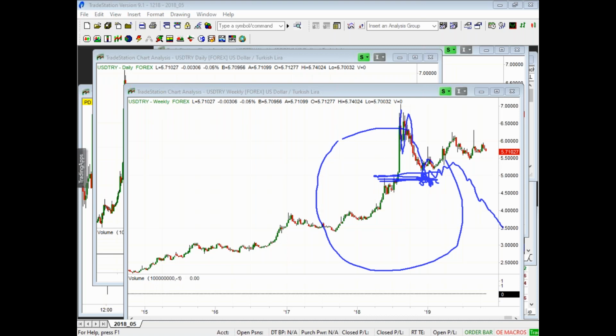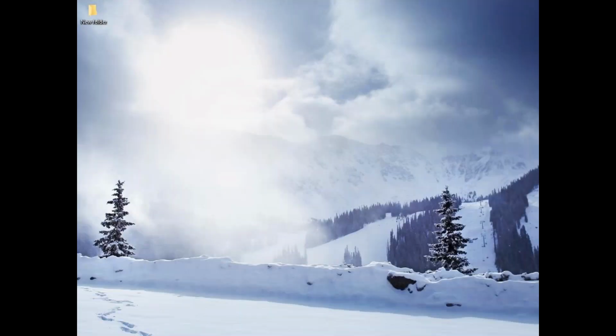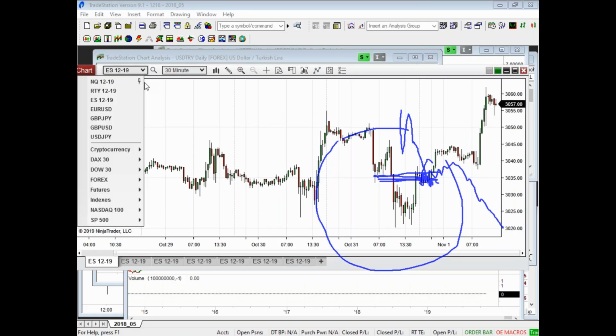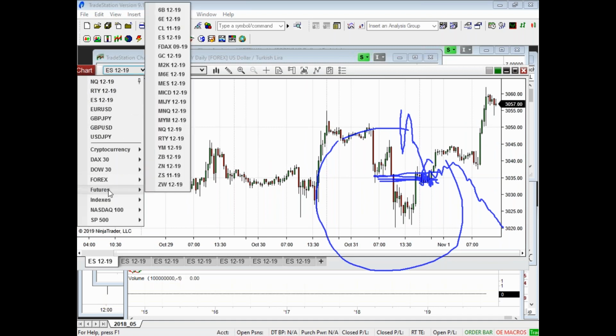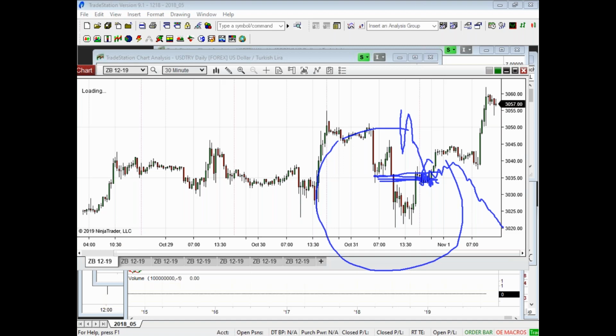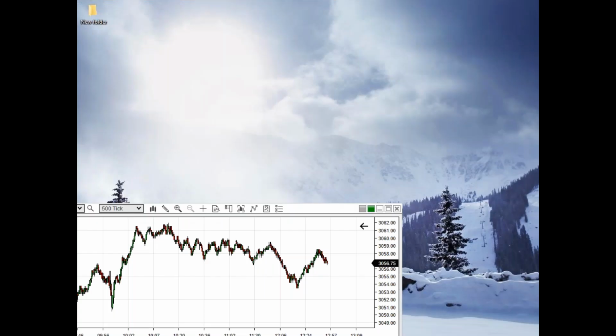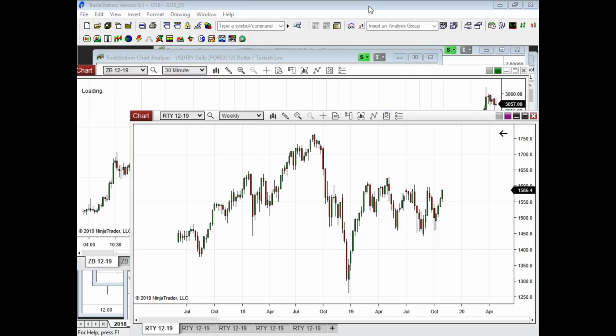Bonds, let me pull up bonds. And we'll take a look at wheat again too.